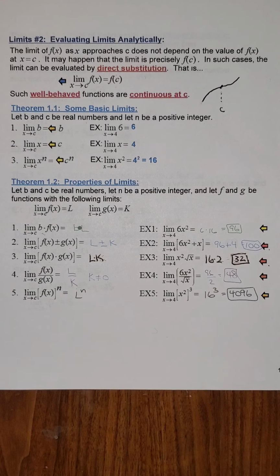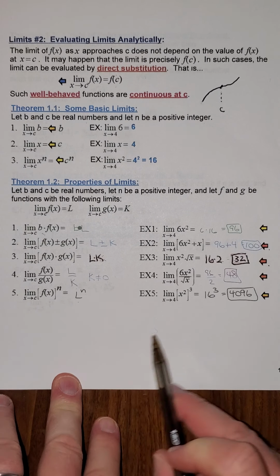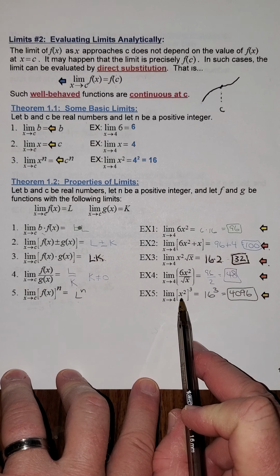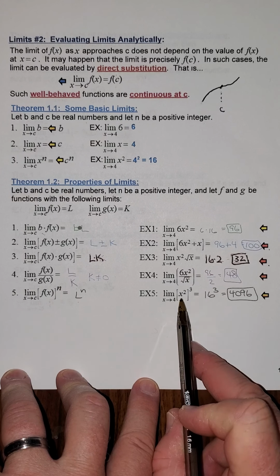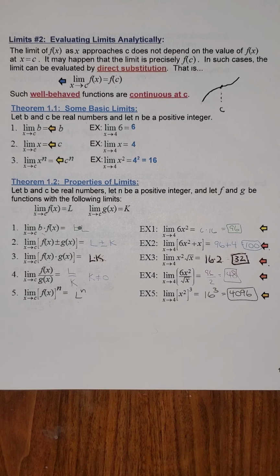That would give me 48. Same thing with powers. If you take a function to a power, you can take the limit to that power. So we know the limit of x squared was 16. If I take that function and raise it to the third, I can take its limit and raise it to the third. That would be 4,096.